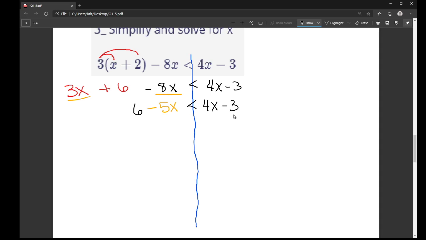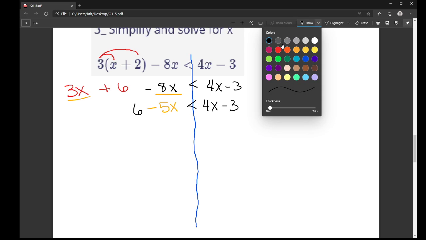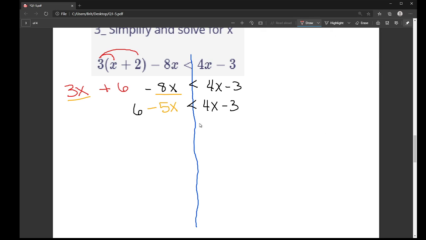Now that I've distributed and collected like terms, I need to start shifting things around. I'm going to move all of my x values onto the left-hand side, and all of my non-x values to the right-hand side. Just starting out, to move this 4x over, I'm going to subtract 4x from each side. So I have 6 minus 9x is less than negative 3.